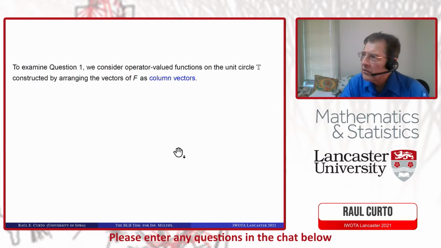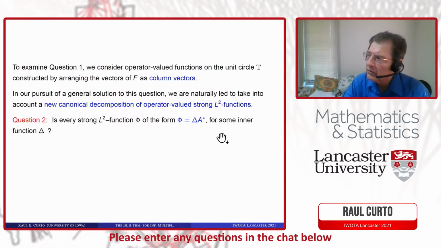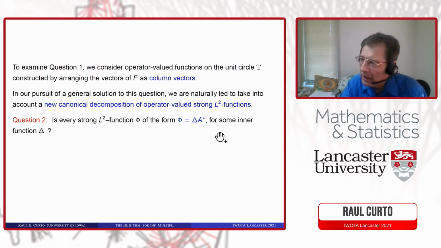To examine this question, we consider operator valued functions on the unit circle constructed by arranging the vectors of F as column vectors of some matrix. And as we pursue this question, we are naturally led to look at a new canonical decomposition of operator valued strong L2 functions, strong in the sense of Vladimir Peller.